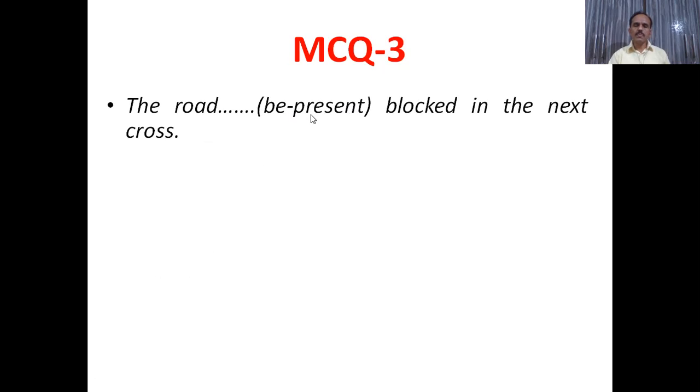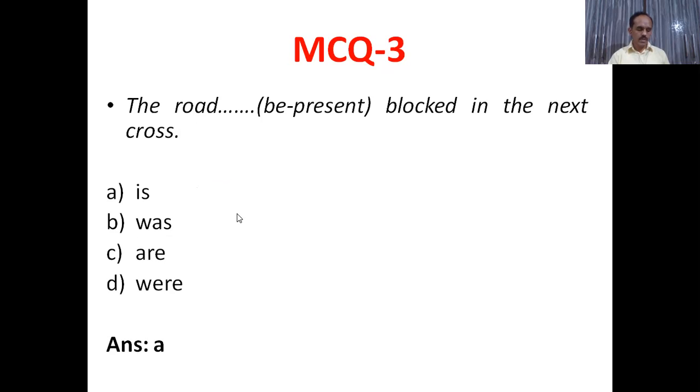The road, be present, present be form, blocked in the next cross. Okay, be present: is, was, are, were. Okay, yes. So be present, think about the present be forms, then choose one from them. Okay, think, here is the answer. Yes, the road is. Are is also present tense. Are would be present tense. Are and is, but the road is singular. Singular, third person, of course. That is why is.